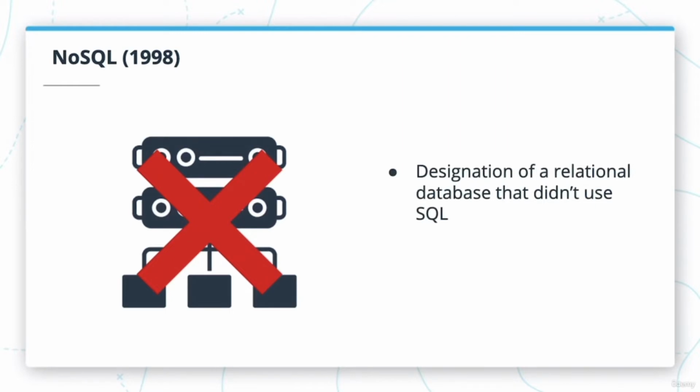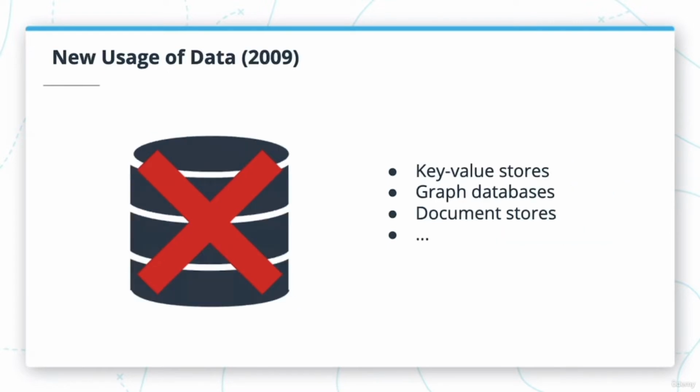However, even though that was the first usage of the word NoSQL, it turns out that this is not the common usage today. If we fast forward to 2009, NoSQL has actually been coined as a term to describe databases that are non-relational, meaning that they don't use the relational model, which we are going to learn about in this course.